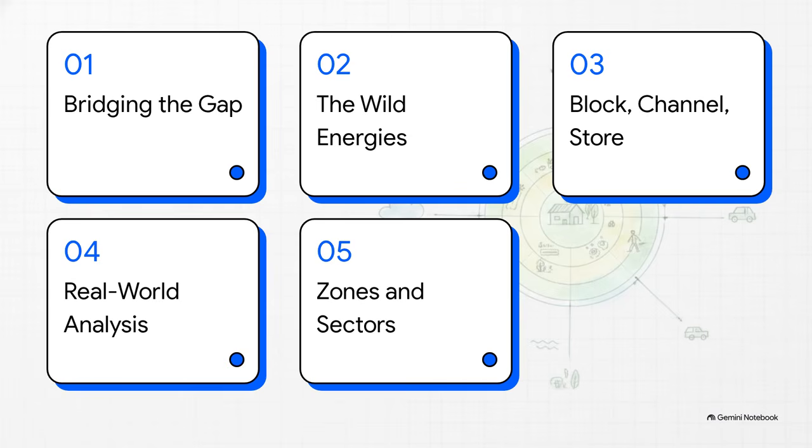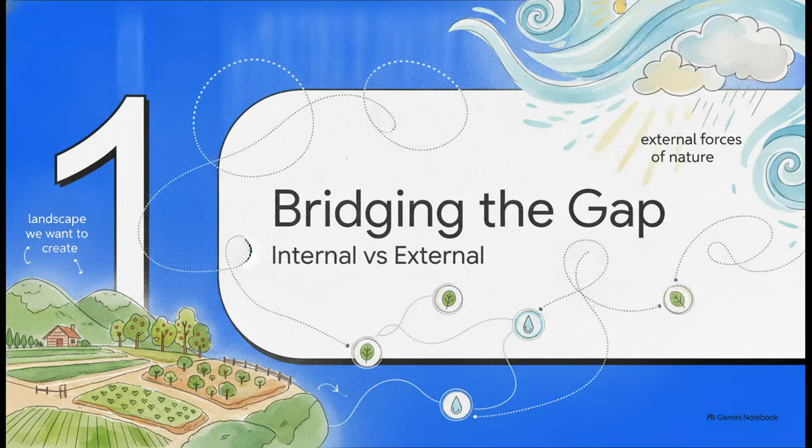First, we're going to bridge the design gap between our internal plans and those external realities. Then we'll formally meet these wild energies. After that, we'll hit the three main actions you can take: block, channel, or store. Then we'll look at a real-world example. And finally, we'll tie it all together by harmonizing sectors with the zones we already know and love. All right, let's jump right into section 1, bridging the design gap.